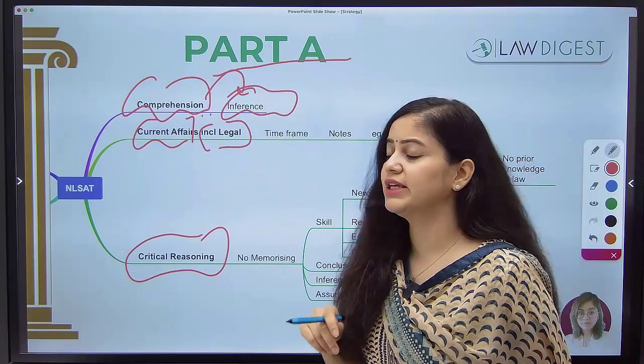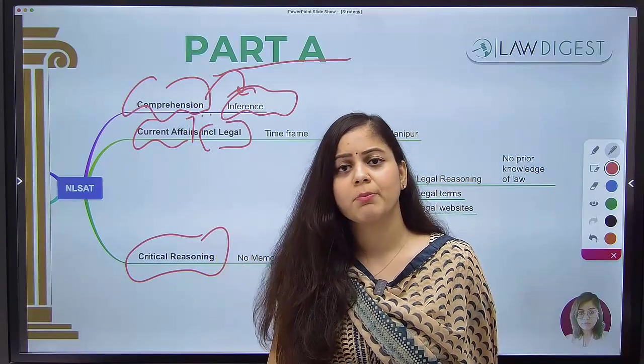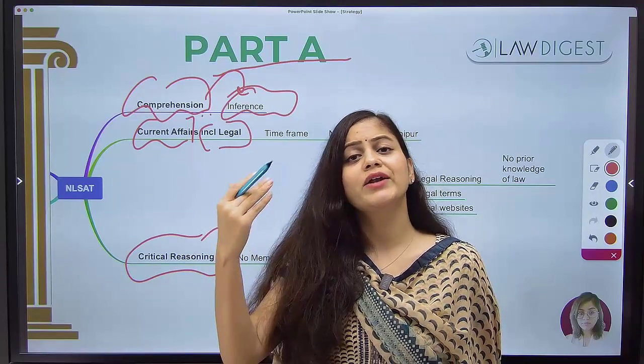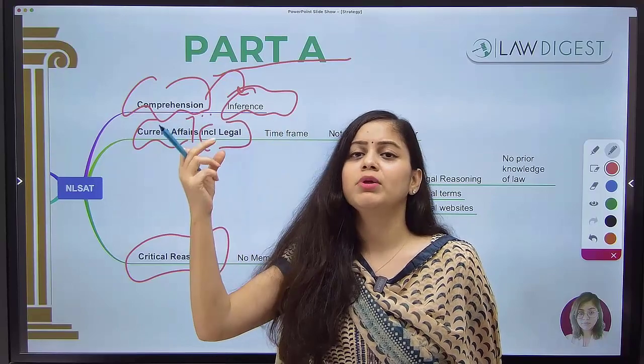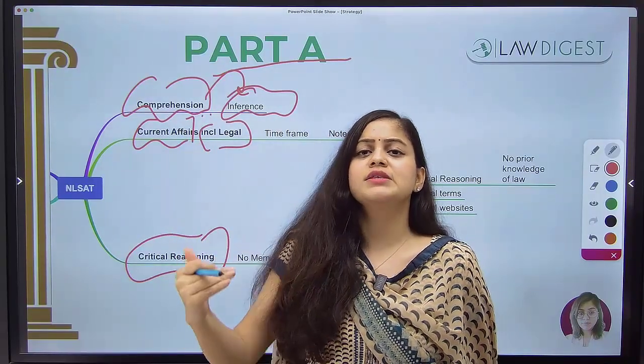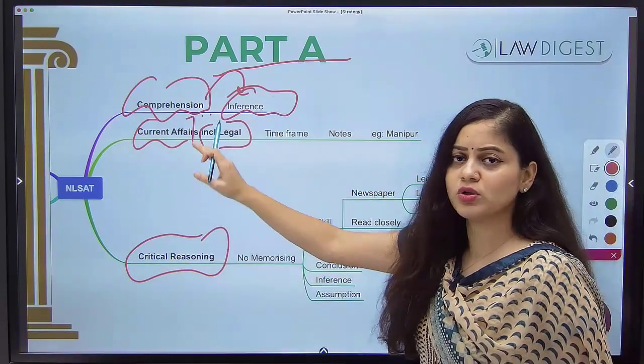So inference के लिए क्या करेंगे? We are going to read a lot of things. We have to read newspapers, articles, magazines, anything that you come across. Try to read things and make a frame in your head that what is actually the author trying to say and what is the view that the author is supporting. Then current affairs. All these things are also interlinked.